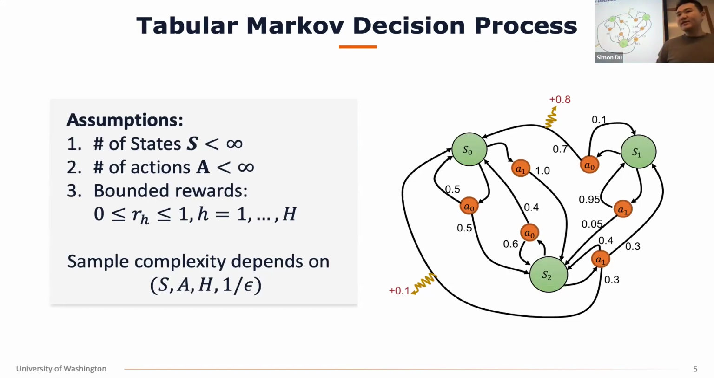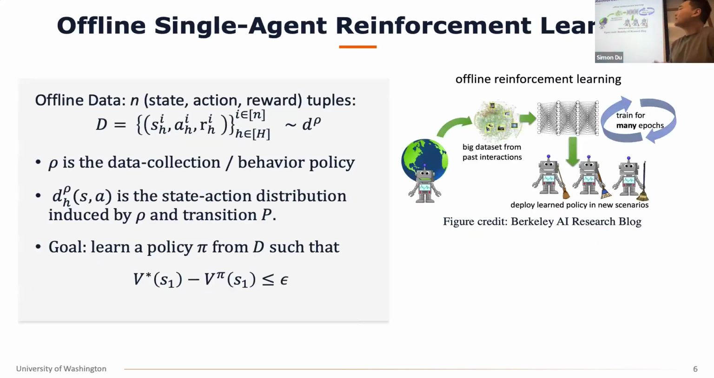There is a line of work that tries to generalize the setup to function approximation or to infinitely many states. But many insights from the tabular one can be generalized. And here we'll just focus on the tabular one. If we're interested, we can discuss more offline for the large state space problems. All right, so what is the offline problem?